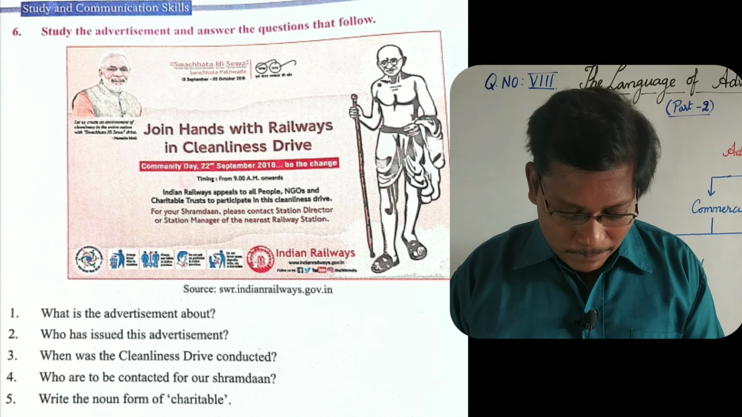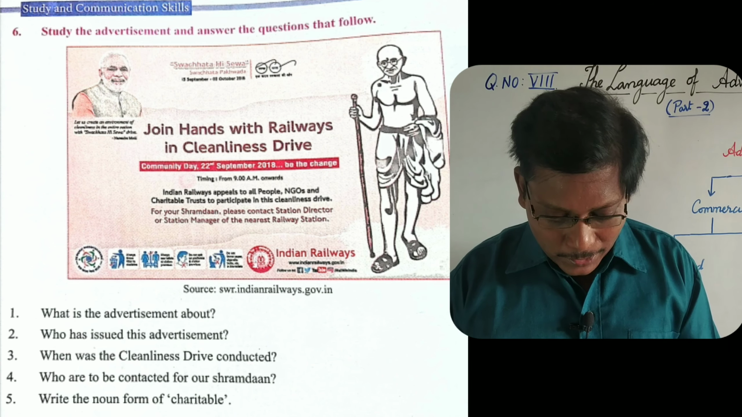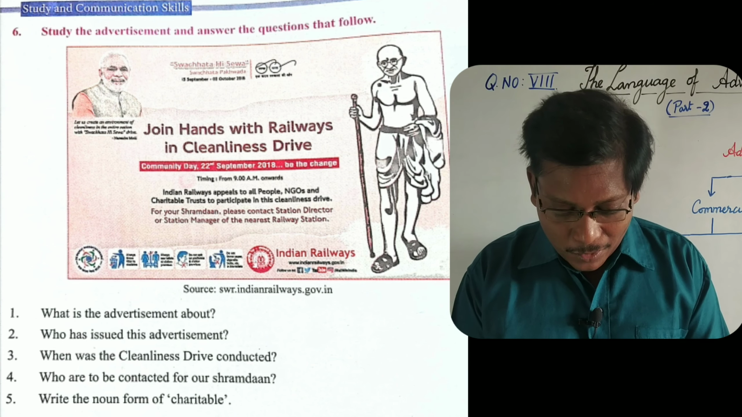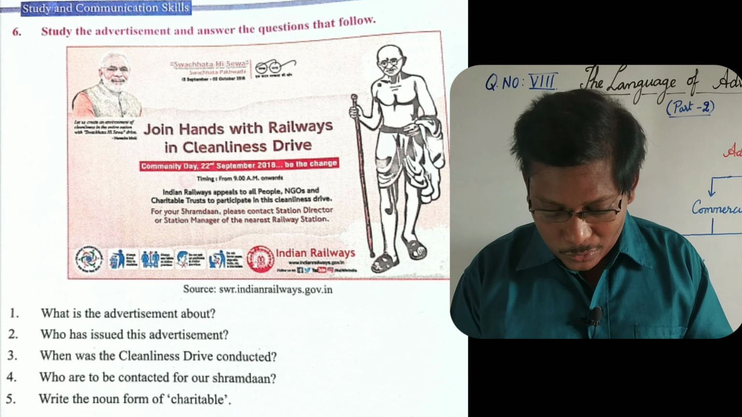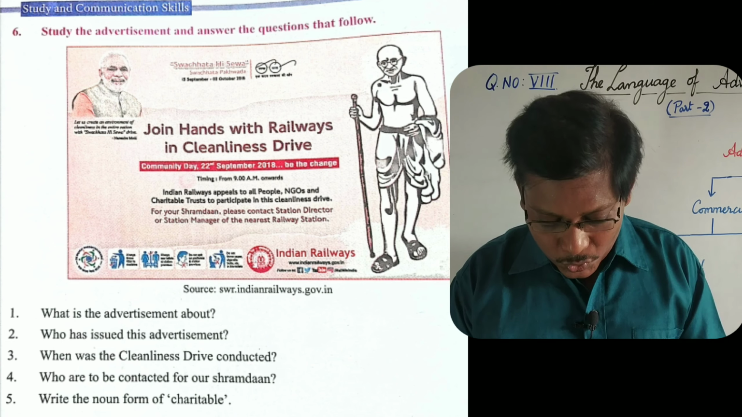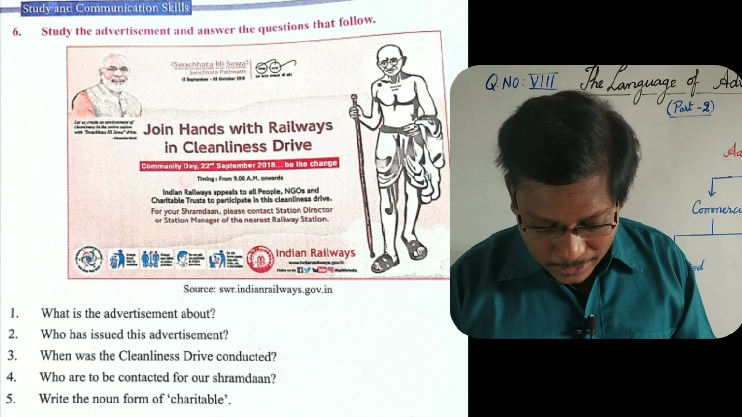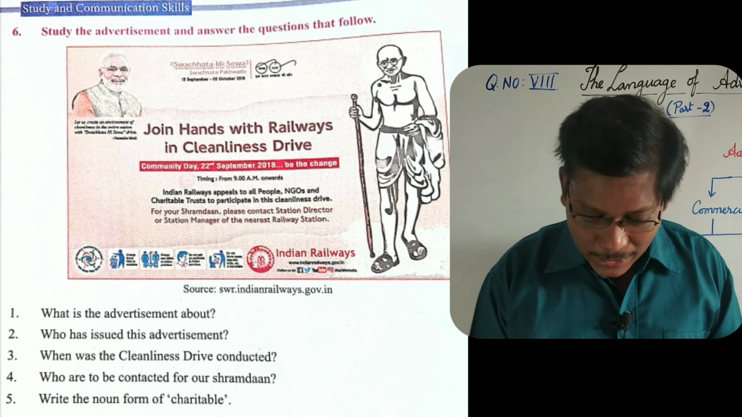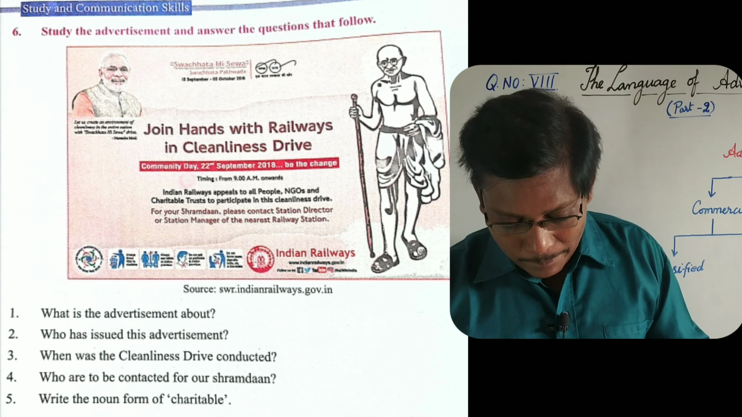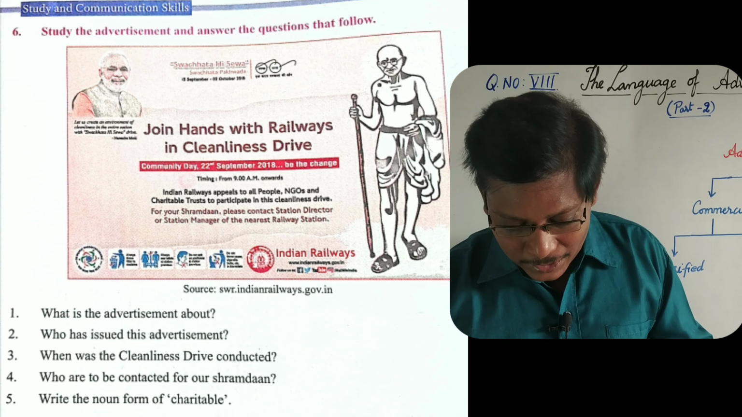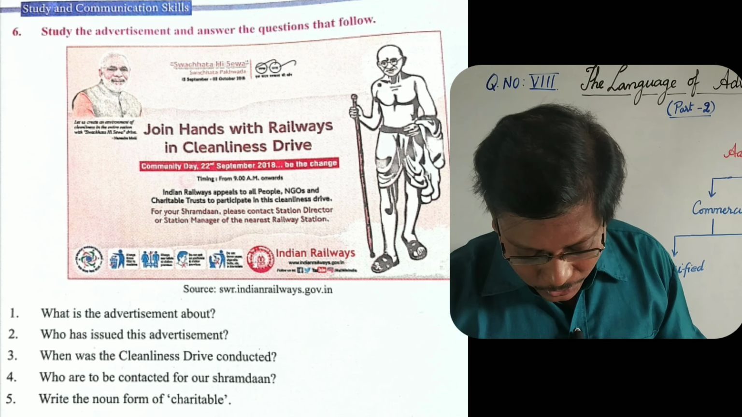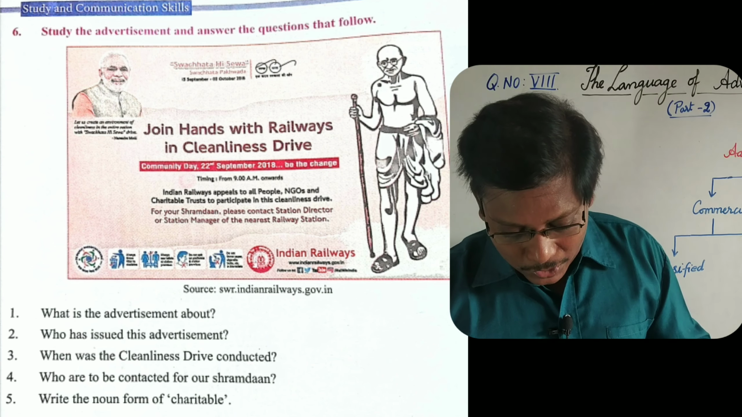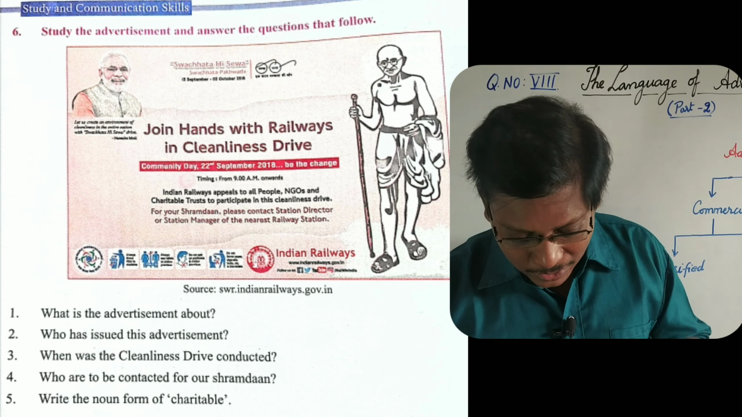So generally this advertisement is given, I think, by the railway department. Community Day on 22nd September 2018, be the change. Timing from 9 am onwards. Indian Railways appeals to all people, NGOs and charitable trusts to participate in this cleanliness drive for your Shramadhan. Please contact station director or station manager of the nearest railway station.